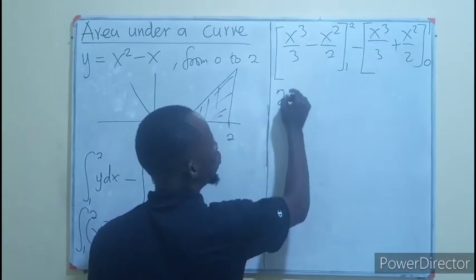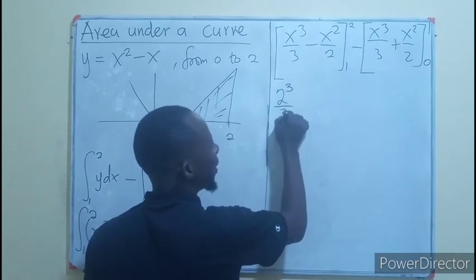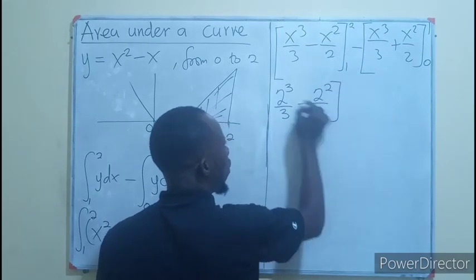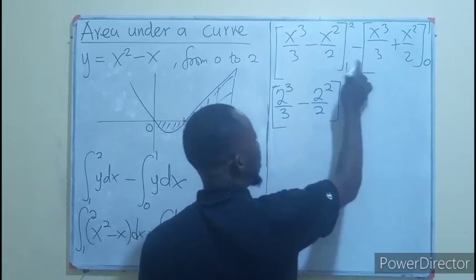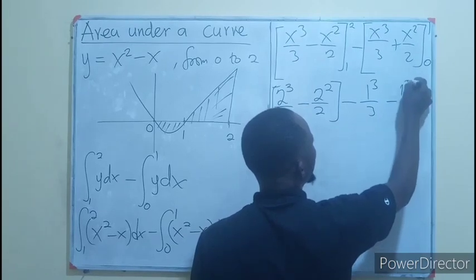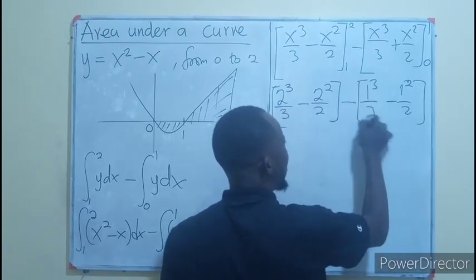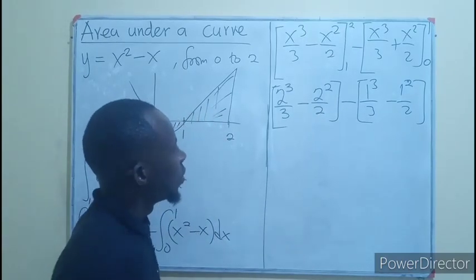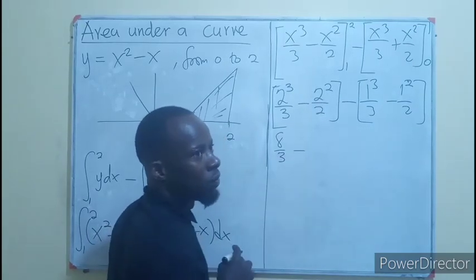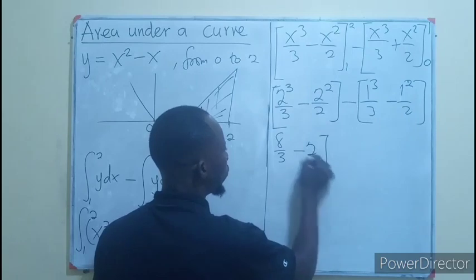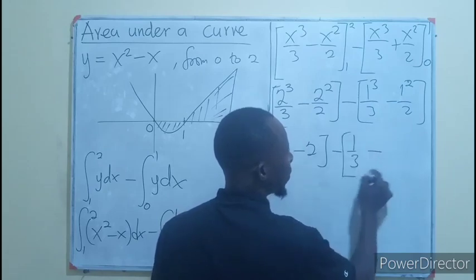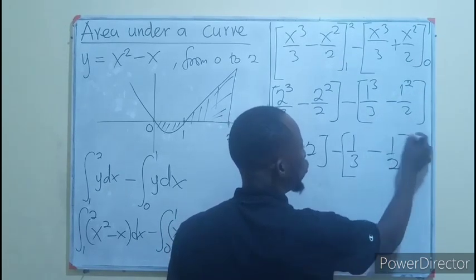Let me take this with the upper limit. So we're having 2 exponent 3 over 3 minus 2 exponent 2 over 2. All this minus the lower limit, 1 exponent 3 over 3, 1 exponent 2 over 2. Don't forget, I'm taking only the first one. So this will be 8 out of 3 minus 4 out of 2. That will be 2. Minus 1 out of 3 minus 1 out of 2.